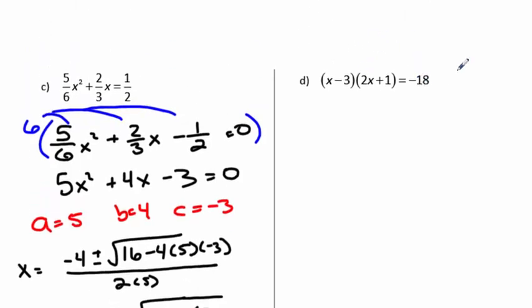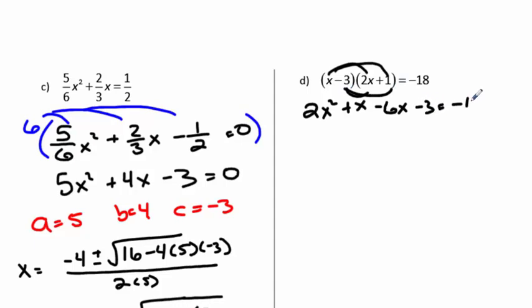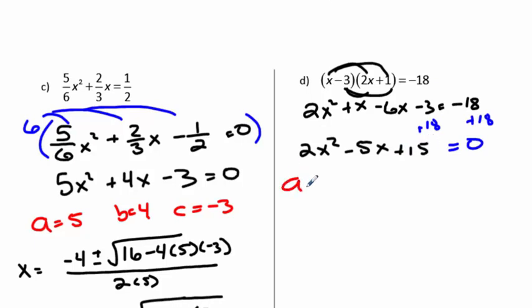We need to get this equal to 0, so we need to first undistribute so we can combine like terms, and then we'll try solving with the quadratic formula. 2x squared plus x minus 6x minus 3 equals negative 18. So I have 2x squared minus 5x, and we're going to add 18 to both sides to get this equal to 0. So negative 3 plus 18 is going to be plus 15. So in this equation, our a is 2, our b is negative 5, and our c is 15.